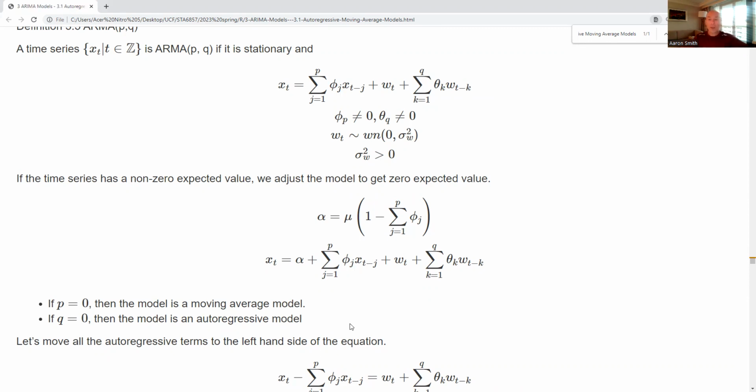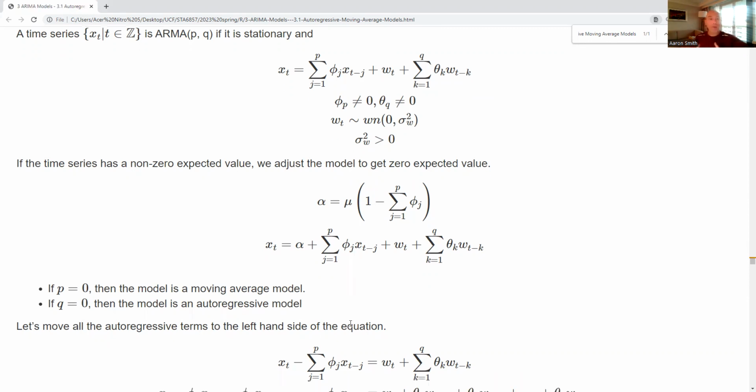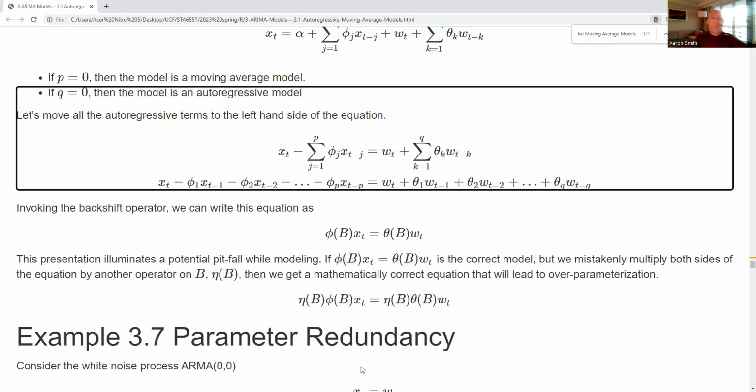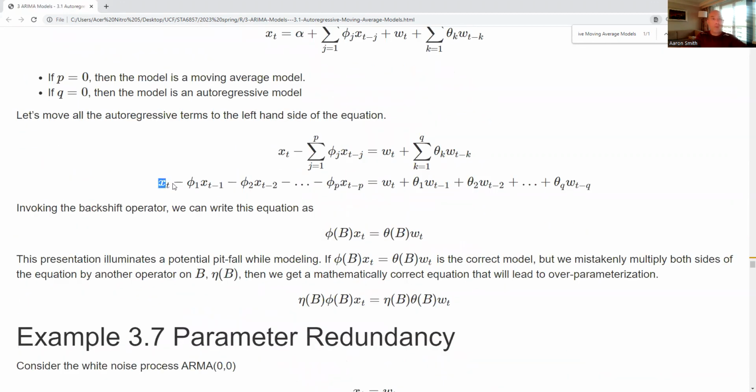All right, so to get a handle on what's going on and to help us work through the mathematics of our model, we're going to move all of the autoregressive terms over to the left-hand side of the equation. So I'm going to have all the X's on the left, all the W's on the right. That's just taking the lagged autoregressive part and subtracting it from the left-hand side. Now I'm going to set up this lag portion on the observed and this lagged portion on the white noise.